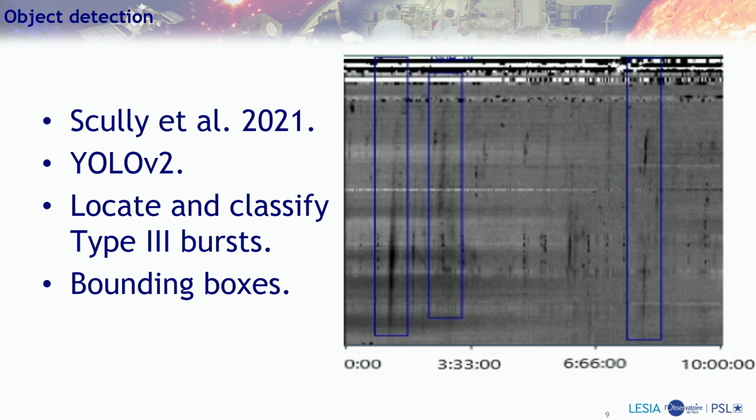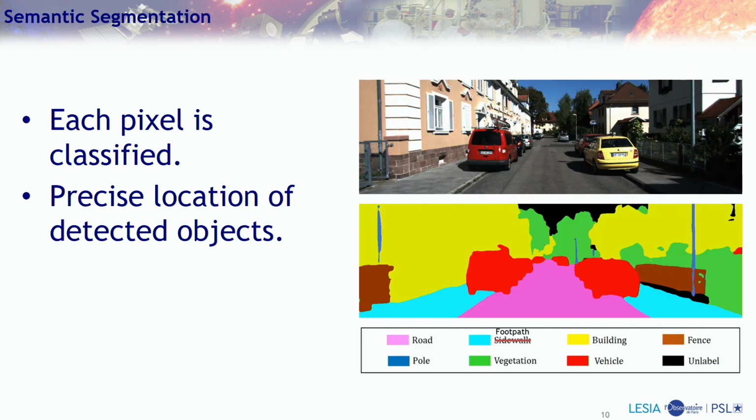Jeremiah spoke yesterday, or he mentioned yesterday, some of his previous work where he successfully applied YOLO to get bounding boxes around type 3s, which is great, but it's not quite what I'm hoping to do with this work. The bounding boxes give you a good location of where the type 3s are, but I wanted a more specific location, because these aren't boxes themselves, they have this drift structure inherent to them. So hopefully there's a better way of locating them in a dynamic spectrum. That's what we call these things. And this is where semantic segmentation comes into it.